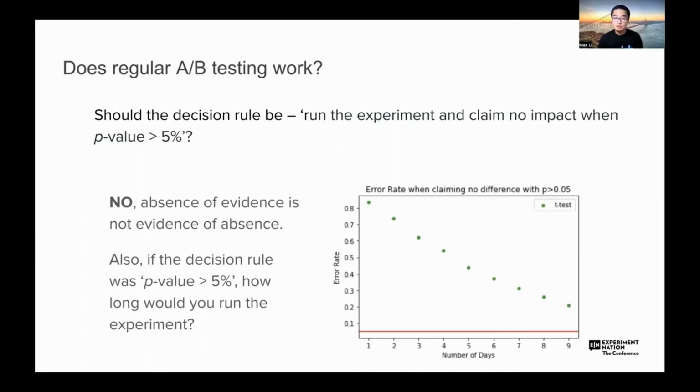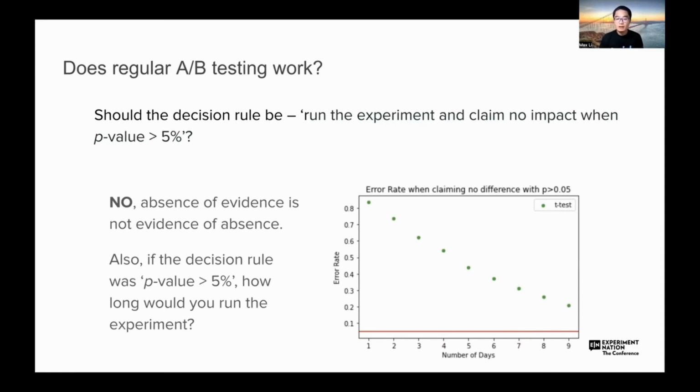But is this decision rule correct? The short answer is no, because absence of evidence is not evidence of absence. When the p-value is larger than 5%, it simply means that we don't have enough evidence to make any conclusions. Furthermore, if the decision rule was p-value larger than 5%, then how long should we run the experiment? How do we even calculate the sample size?